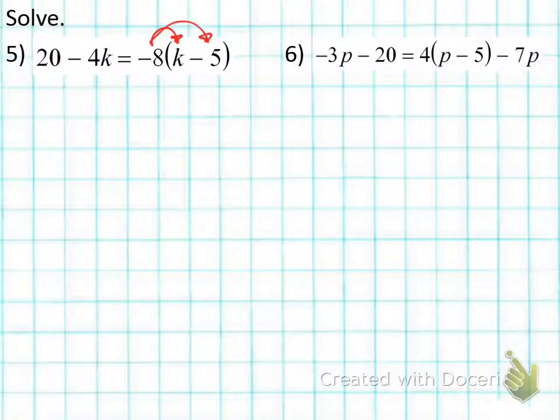So why don't you write this down? I'll give you a moment to write it down. Okay, so what's negative 8 times k? Negative 8k, good. What's negative 8 times negative 5? Positive 40, okay? So we first do that.